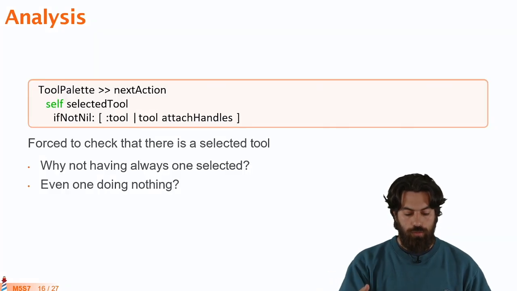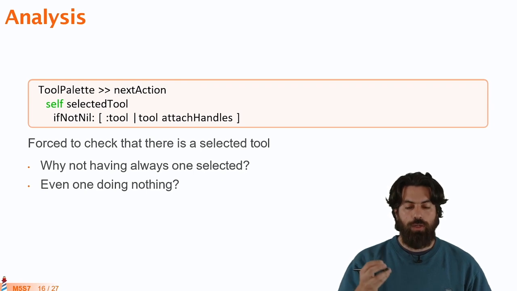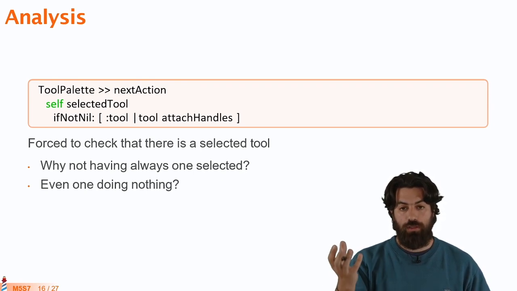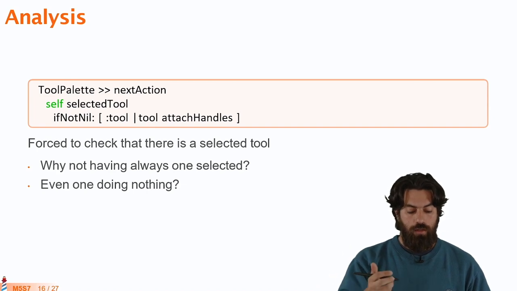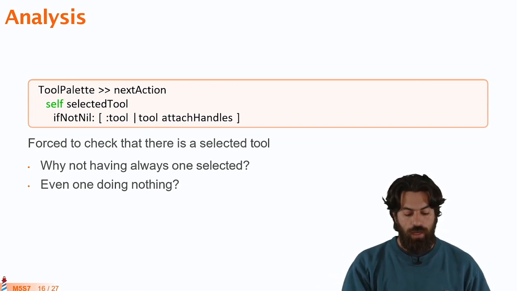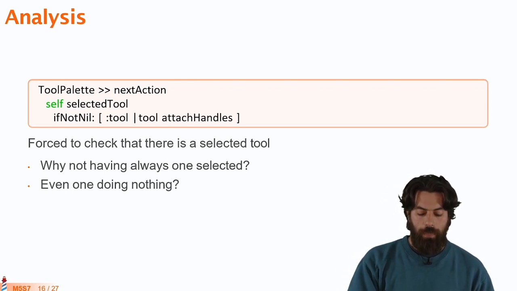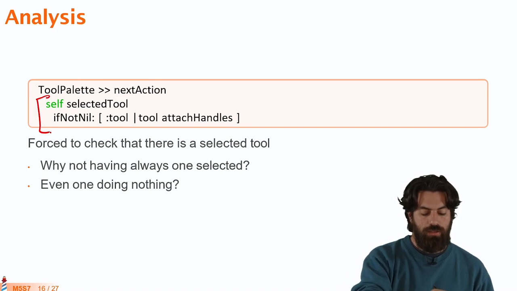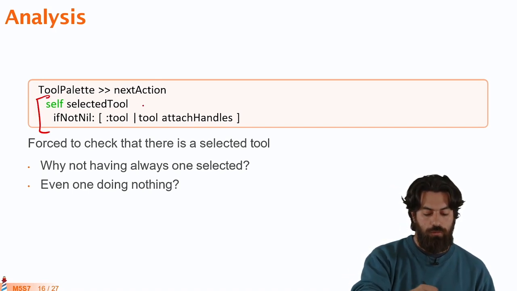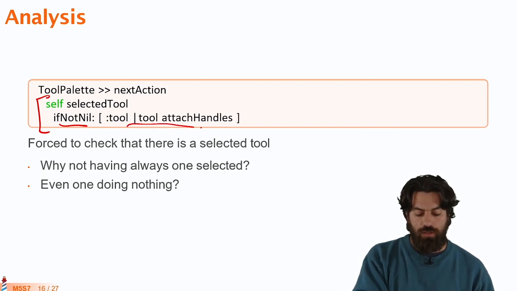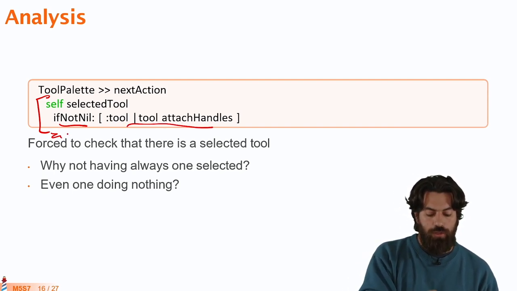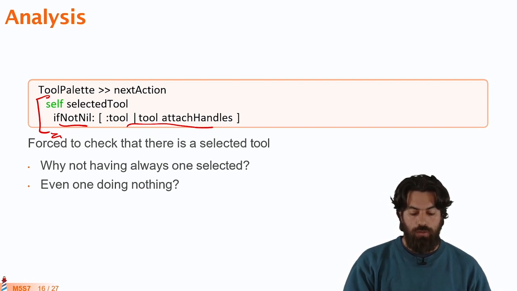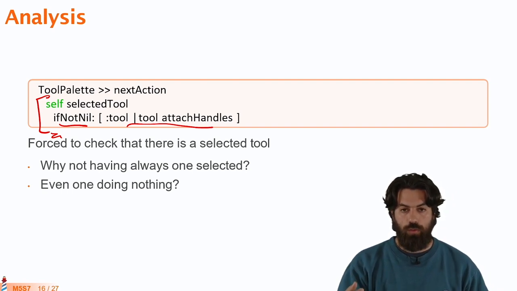What can we do to actually remove the nil check here? If we only restrain ourselves to basic objects like collections, numbers, or nil, of course we are forced to check if there is a selected tool. Another way to think about this is that we can have always a tool, and it could be a tool that does nothing when it is not selected. Because what happens in this code when there is no tool? When there is no tool, this if not nil check will not execute the block, and it will just continue and do nothing. So we could have a tool that does exactly that. It does nothing, and we could have the same behavior.